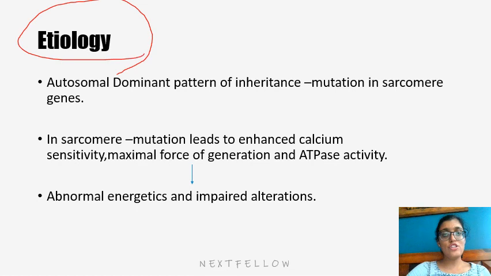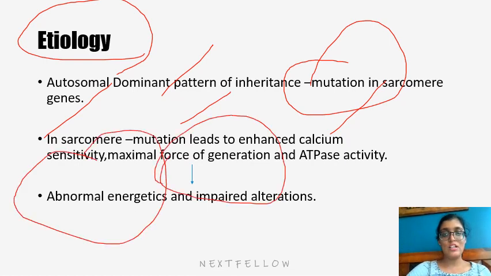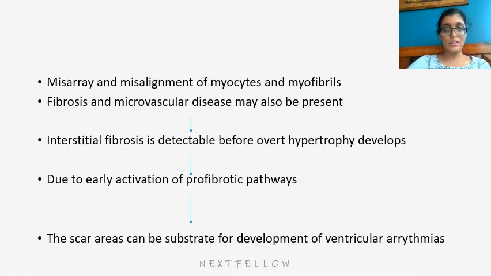Coming to the etiology of hypertrophic cardiomyopathy, it usually has an autosomal dominant pattern of inheritance. There is a mutation in the sarcomere genes. The mutation leads to enhanced calcium sensitivity, maximal force of contraction, and ATPase activity. It leads to abnormal energetics and impaired relaxation, which will lead to the misarray and misalignment of myocytes and myofibrils.